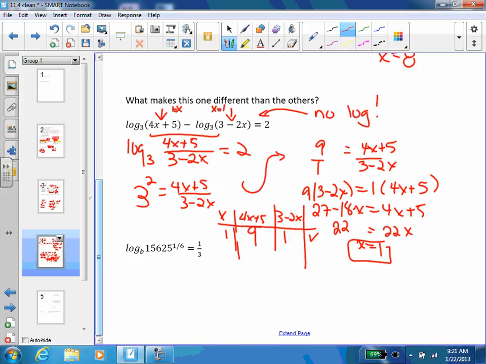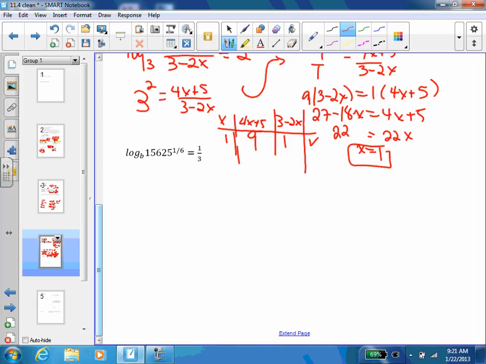All right. Here we go. We've got this really crazy problem. Where is my unknown? In the base. Okay, so I don't know what my base is. My suggestion would be to simplify this down. 15625 to the 16. Can you even simplify that down?